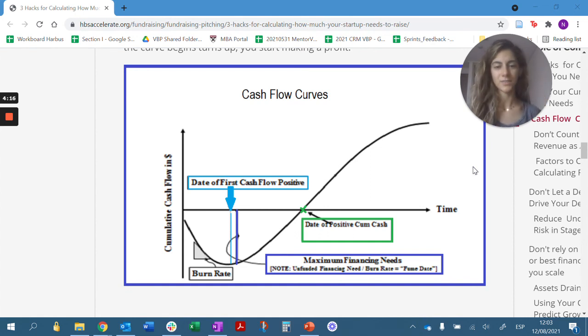And in a different video, we will explain how to actually build this curve. But just know the basics and understand why cash flow is sometimes, most of the times, a lot more important than revenue, costs, and all these things. It's really knowing how much cash you're using and how much cash you are getting.